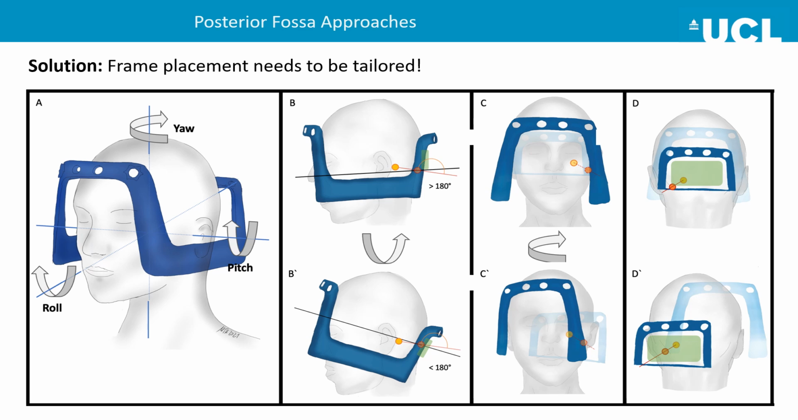Regarding the pitch, we have to rotate the frame so that the upper part comes up and so that the angle between the trajectory and the frame is less than 180 degrees. And then the second step is to rotate the frame so that the entry point is further towards the middle of the window, so that we don't clash into the side poles.